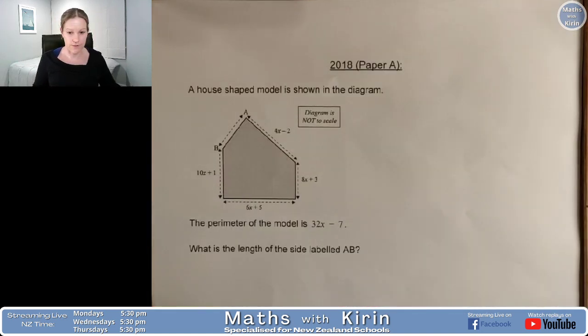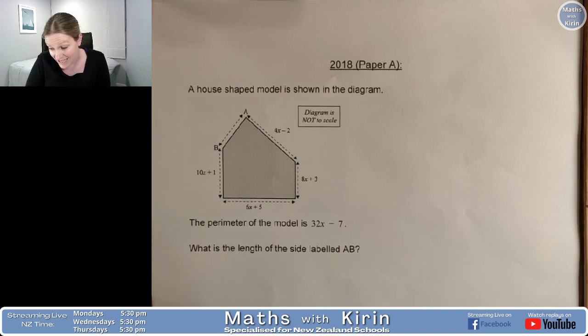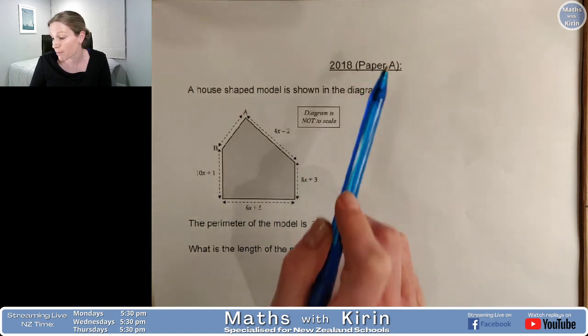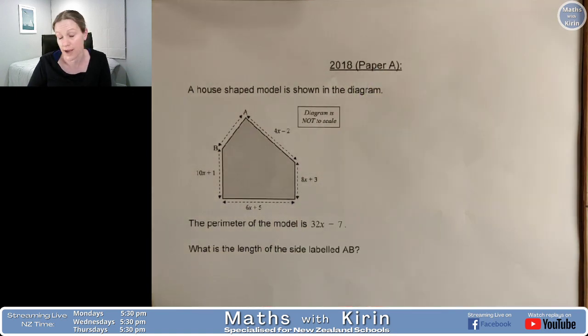Okay, and the last question for today is from the 2018 paper. This paper didn't have as many linear equations to solve, but it did have some quadratic ones. So this is an example, obviously, of a linear equation that we want to have a look at. We have a house-shaped model, and we're given a diagram. The perimeter of the model is 32x minus 7, and they're asking us for the length labeled AB.